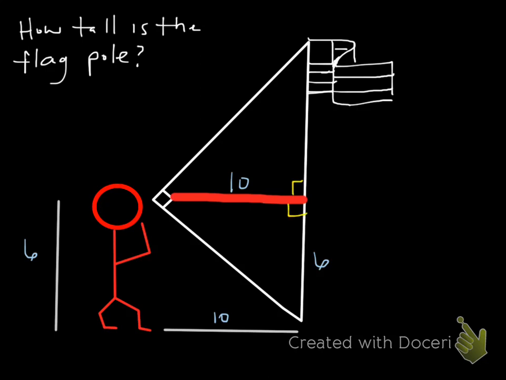And then he's got another line of sight that goes upward, that looks at the top of the flagpole, and then another one that looks at the bottom of the flagpole, and so that creates another 90 degrees. And there's your other right triangle.